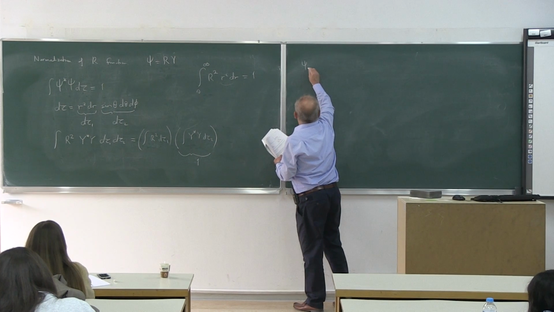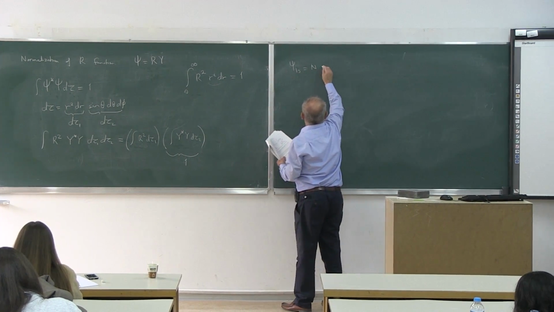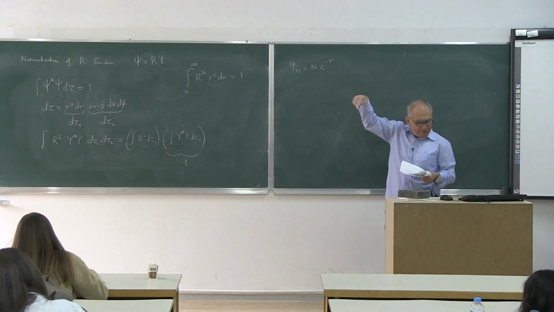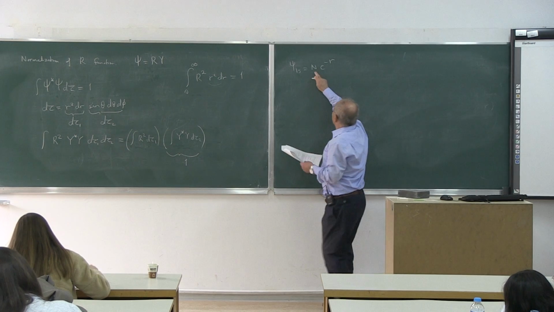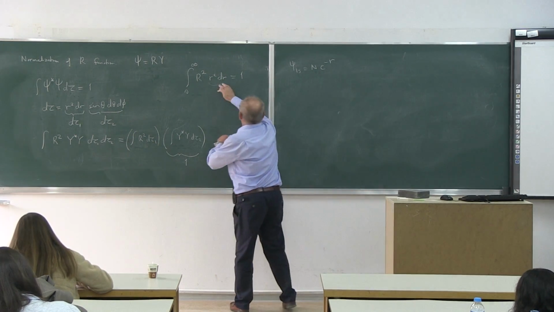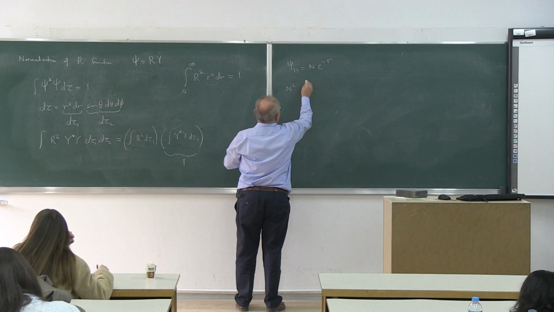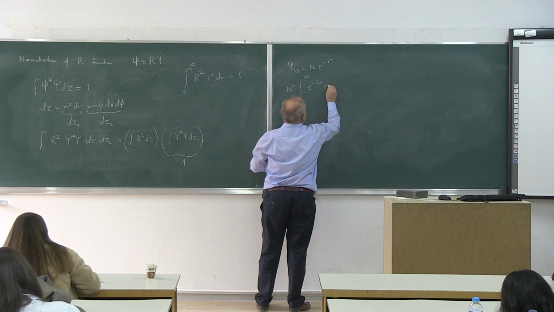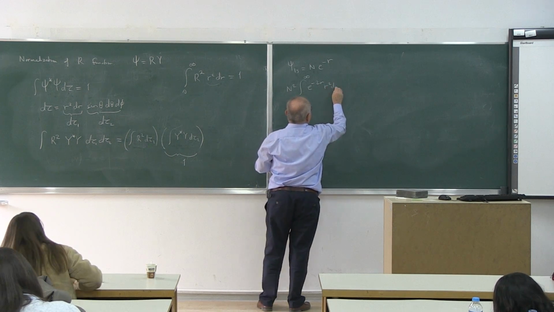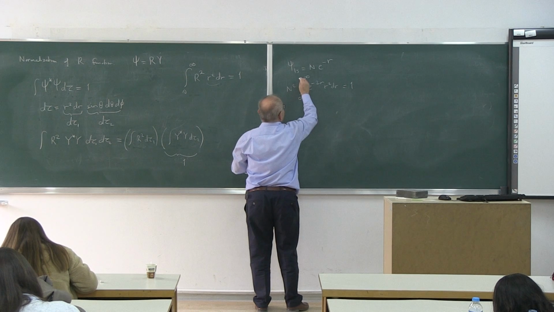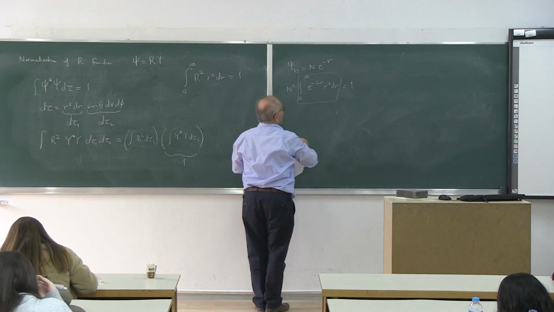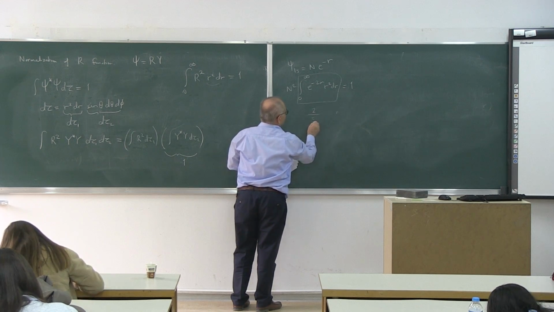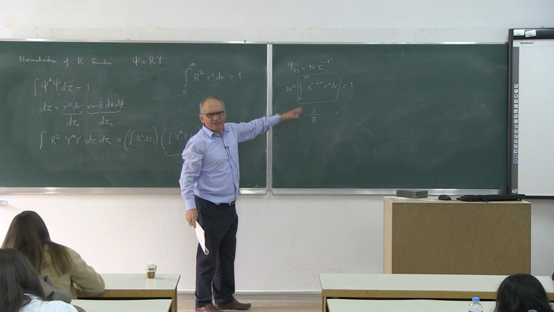Psi 1s was a normalization constant N times e to the minus r. I had given this function before. Now, let us fix the value of N using this condition. We have N squared integral e to the minus 2r, from 0 to infinity, r squared dr equals 1. The value of this integral is 2 over 8. This is a standard integral.